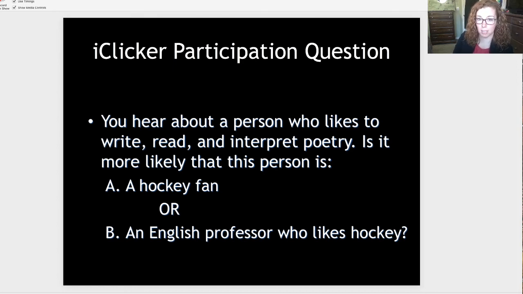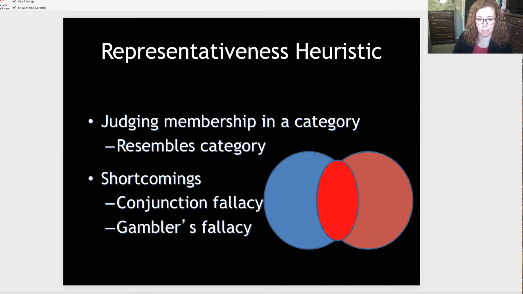Another thing about this specific example is that it's an example of the conjunction fallacy. The conjunction fallacy states that the likelihood of the overlap of two uncertain events cannot be greater than the likelihood of either of those two events, because the overlap is only part of each event. You can see this Venn diagram we have. If this is hockey fans and this is English professors, the overlap cannot be more than the original category itself. So there are way more hockey fans than English professors who are also hockey fans.